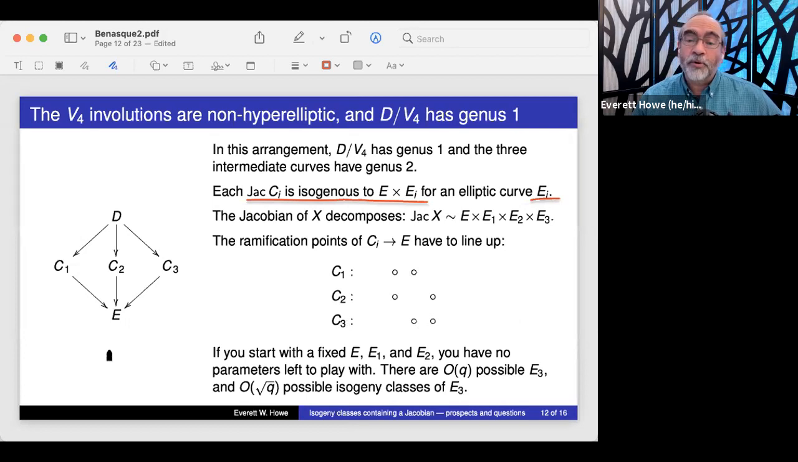And here you have some more freedom. You can pick your E and your E1 and your E2 pretty much however you want, and you have no parameters left to play with, but then you just get one elliptic curve left over. So the trade-off here is that you get more freedom in what you can demand of the construction, and then you have to hope for your last elliptic curve to do whatever it is you want it to do.